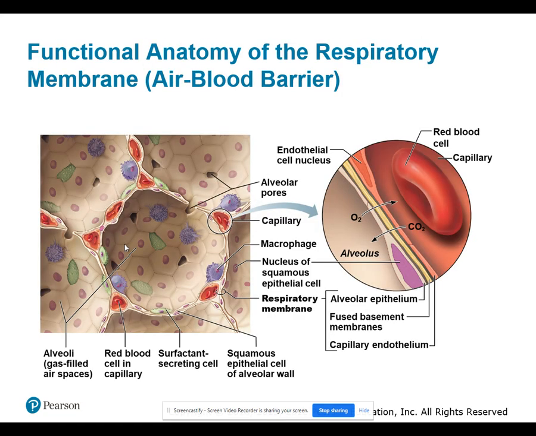Here we have a picture. It's the functional anatomy of the respiratory membrane that we've been talking about, that air-blood barrier. Again, on one side you're going to have air coming in, so gas-filled air spaces. Over here we have the blood vessels or your capillaries joining on. So simple diffusion can happen back and forth between these two structures. So here they have a zoomed in surface of O2 going into the blood and CO2 coming out of the blood.